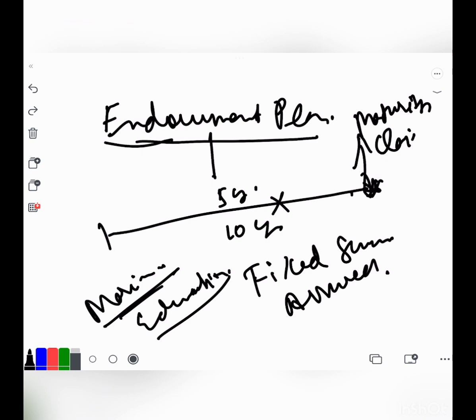If you have very little money, what will you do? Endowment or term? At least you can take a term plan and cover yourself. But if you have a better budget, more premium, then what will you do? You can take an endowment plan. You can plan for your child's marriage, education, your retirement. Such kind of planning can be done with this particular plan. But it is costlier than a term plan. So let us see the other ones.